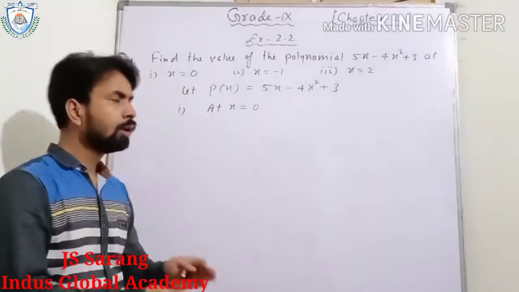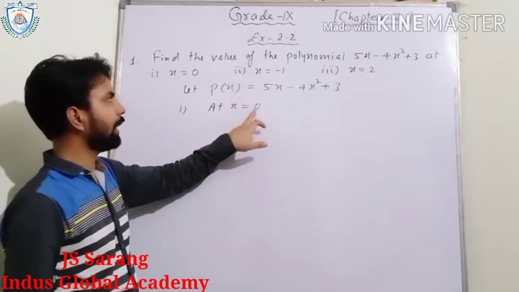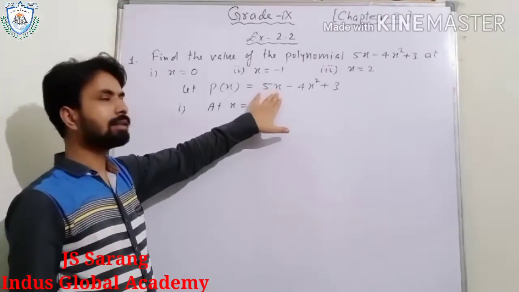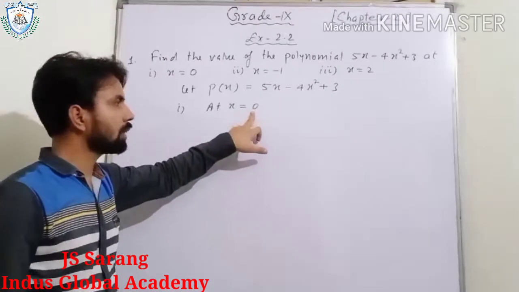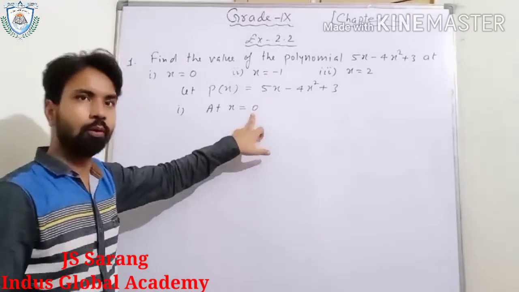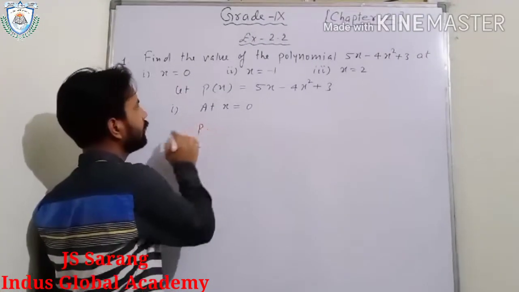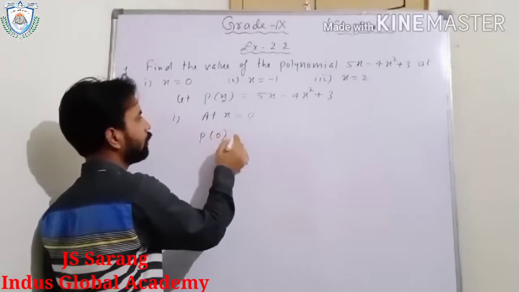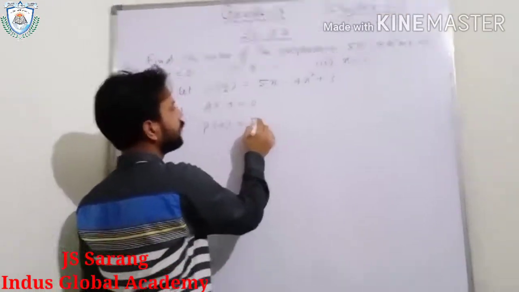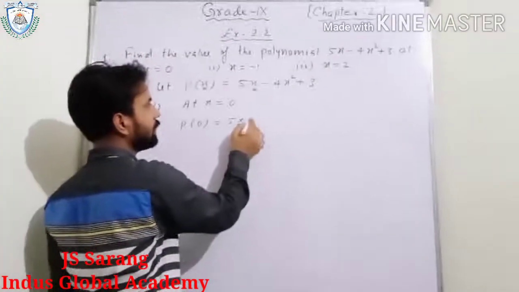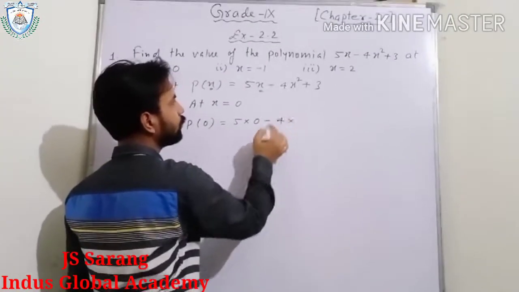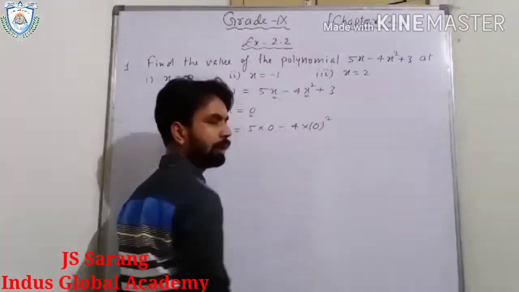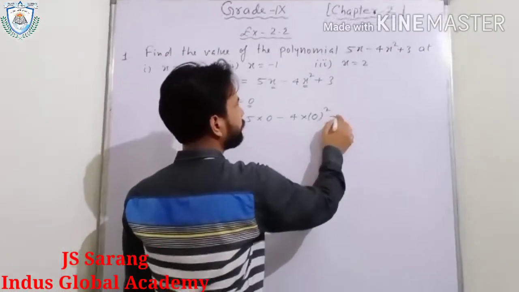So what we have to do? We have to put the value of x, that is 0, in the given polynomial. So wherever x is there in the polynomial, we will have to substitute the value of x as 0. So see, in place of this x we have to put 0. So this will be p of 0 equal to 5 into x, x is 0, minus 4 into x square, but x is 0, so we will have to put here 0 square, clear, and plus 3.